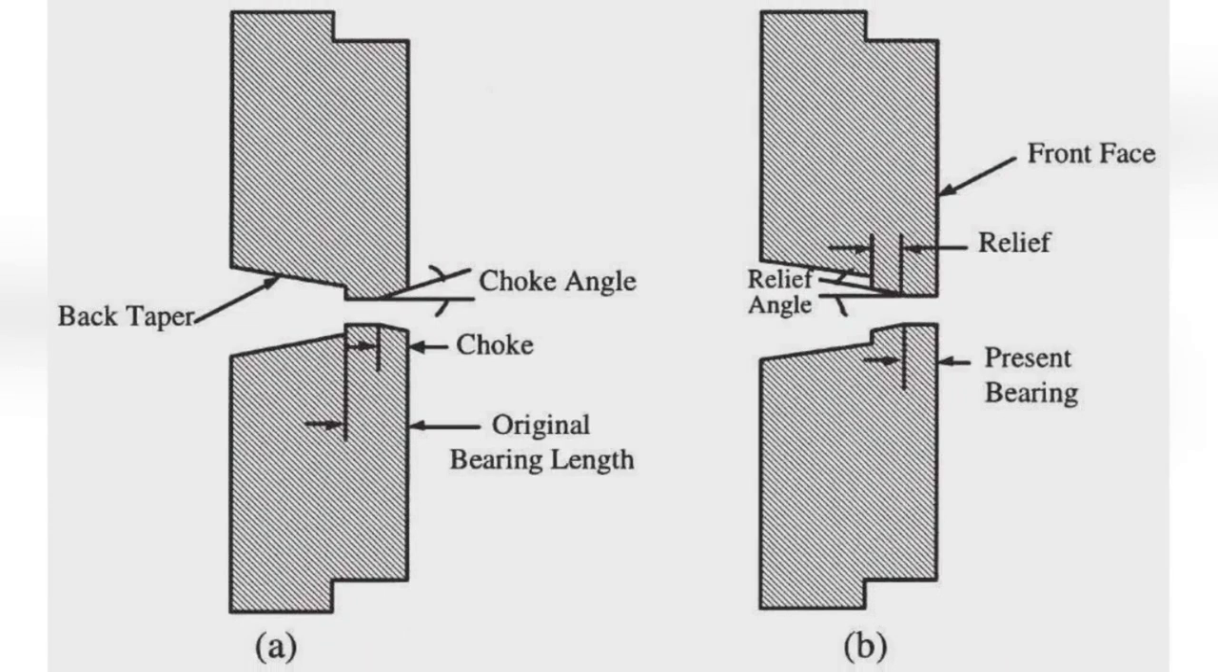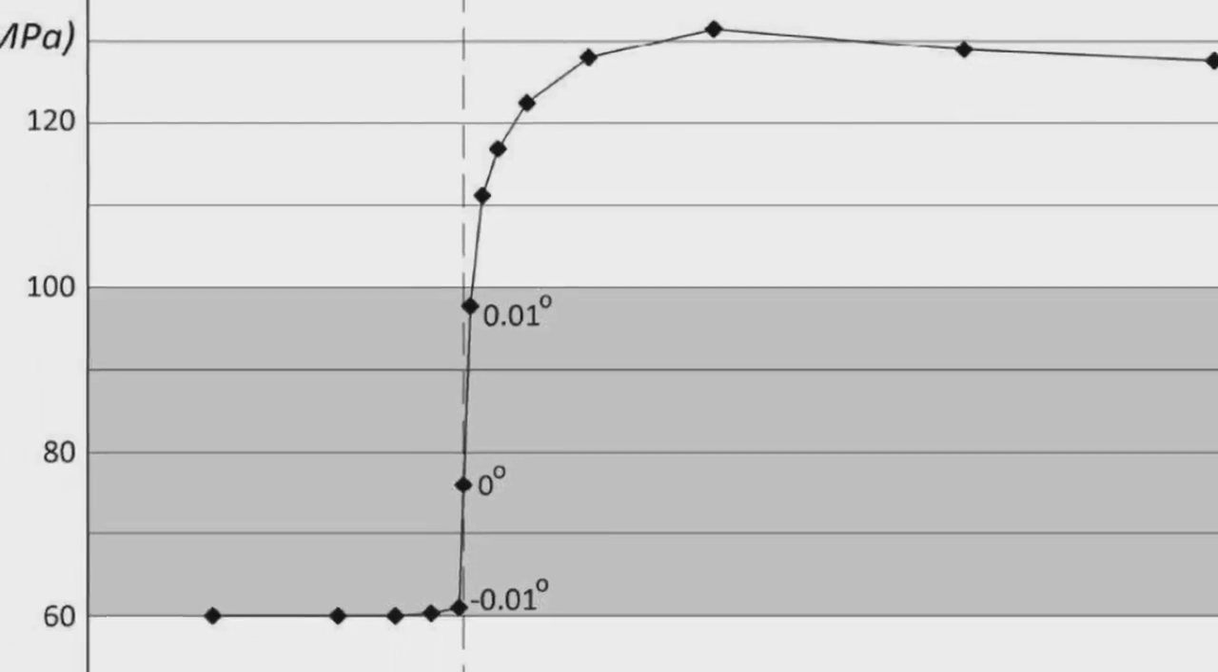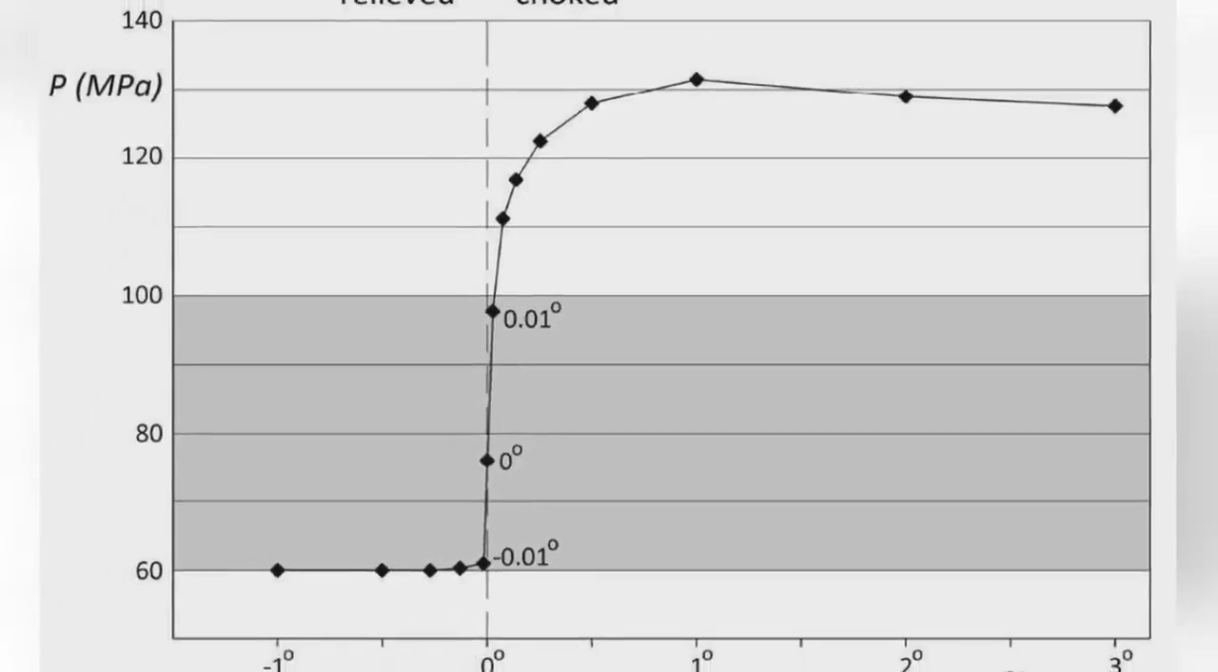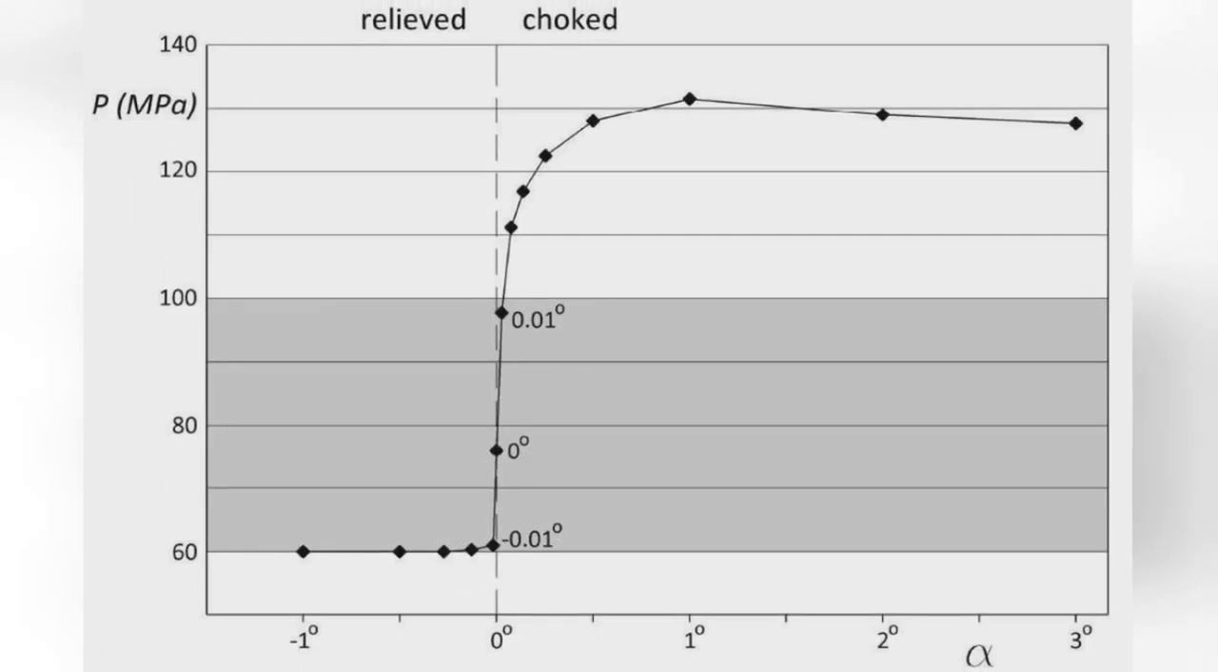The results of numerical simulation of the resistance of the bearing channel of the die, depending on the angle of the bearing, are shown in this figure. The negative, relieved angle gives low resistance to metal flow. With an increase of the relieved angle, the flow resistance remains constant. When reducing the relieved angle by a small fraction of a degree to 0, that is, as the bearing channel becomes parallel, the pressure increases dramatically.